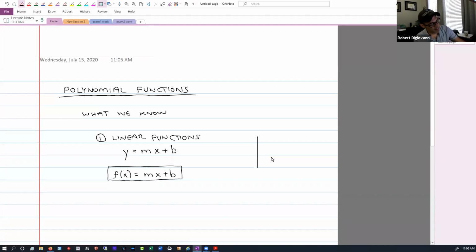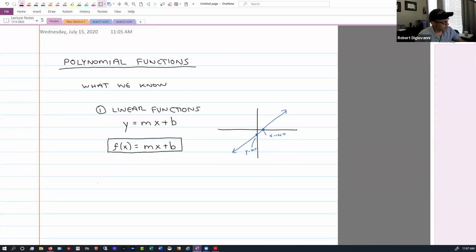We know that when we graph these, they'll look like a line. And most of the time they have an x-intercept and they have a y-intercept. Depending on if the line's vertical, it may not have a y-intercept. If it's horizontal, it may not have an x-intercept. But in general, most lines have an x and a y-intercept. We learned how to find those when we were talking about graphing lines.